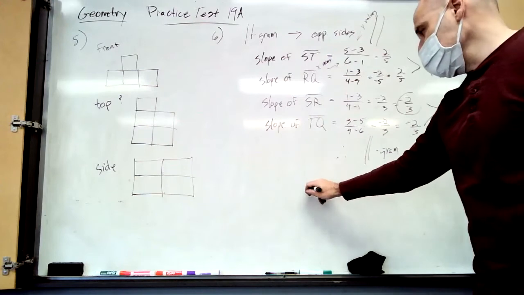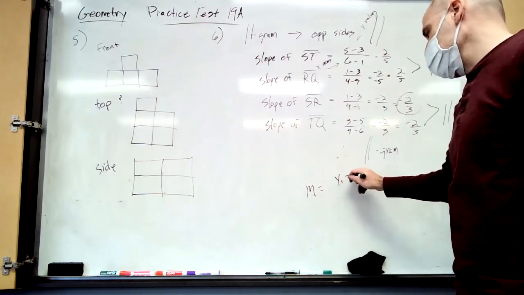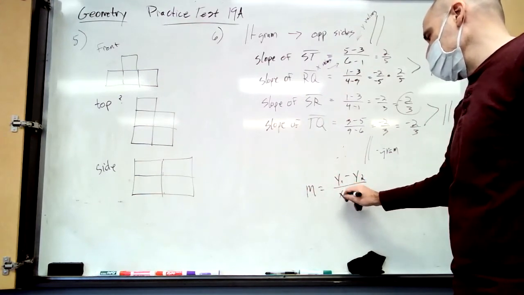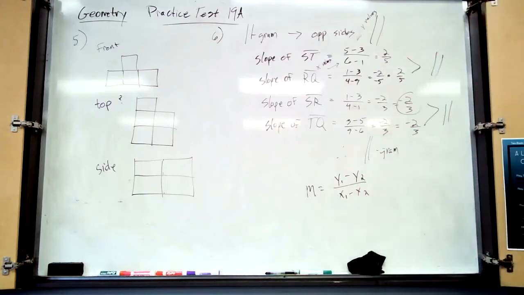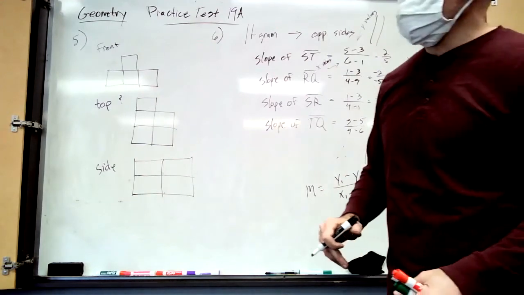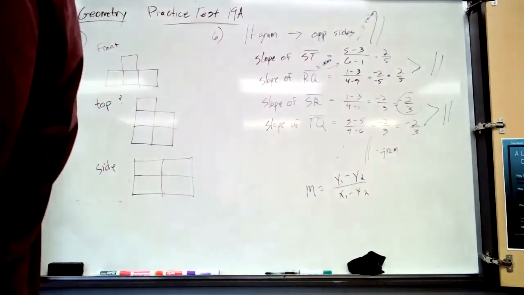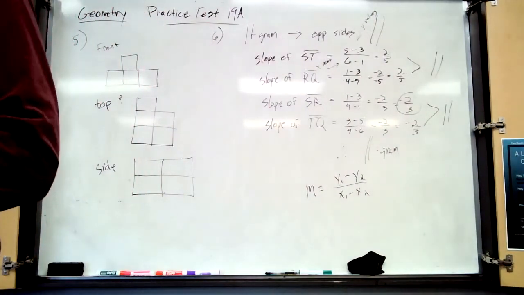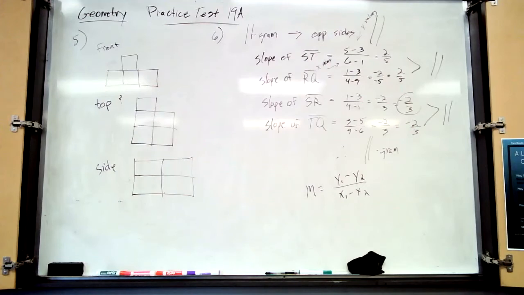But the slope formula is just the difference of the y's over the difference of the x's. Okay, that's the slope formula. So you can calculate the slope of those sides, and if they're parallel, then it's a parallelogram. All right, number 7.